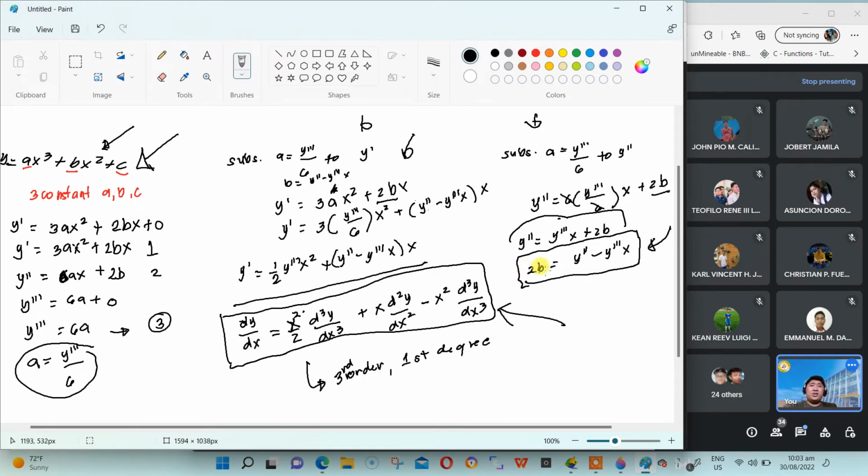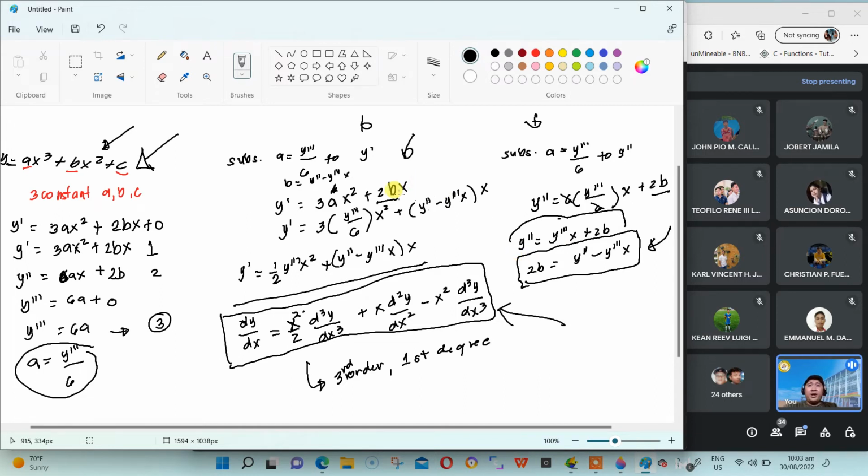Or if you just want your b, you can divide it by 2. When it reaches here, 2 over 2 is just cancelled. So, just making our life easier. Just substitute what you could eliminate in this part. So, elimination, and actually, it's more on substitution.